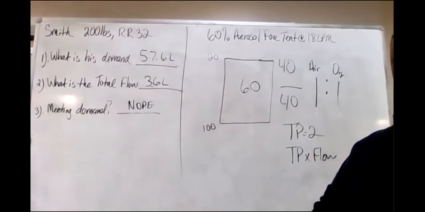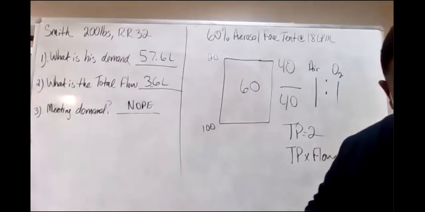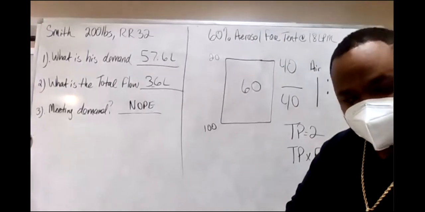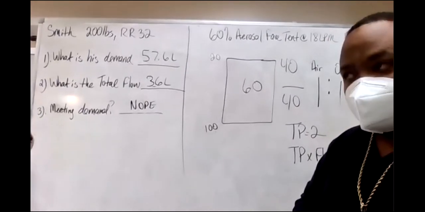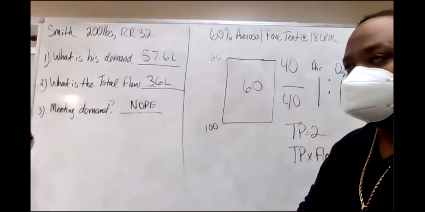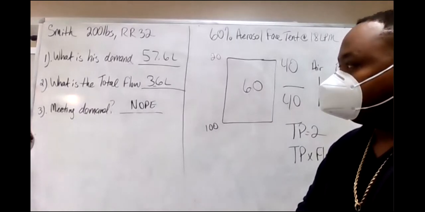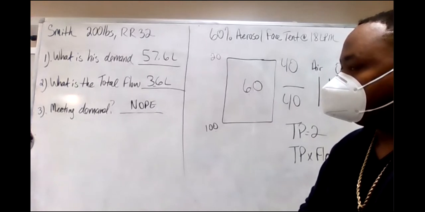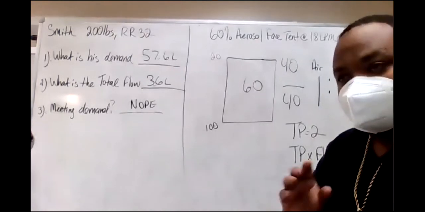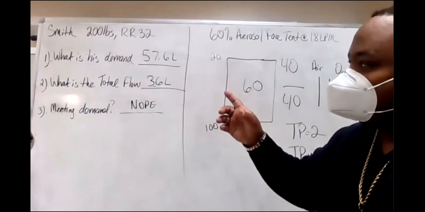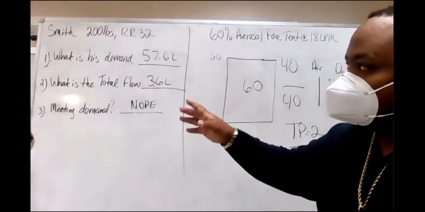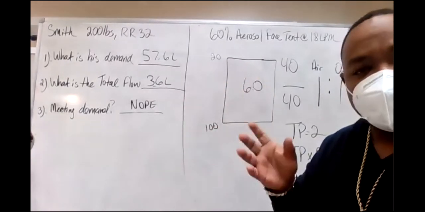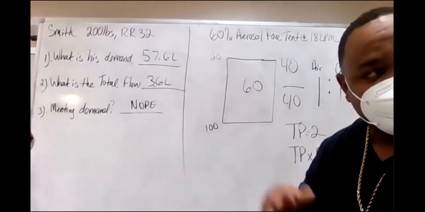I'm so confused. Okay. What part don't you understand? What part are you missing? The demand part or the total flow part? The beginning with 200 pounds. Like, well, I gotta convert it. Okay. Remember that to find the demand, I don't know if you were watching earlier, but to find the demand is three times minute ventilation.